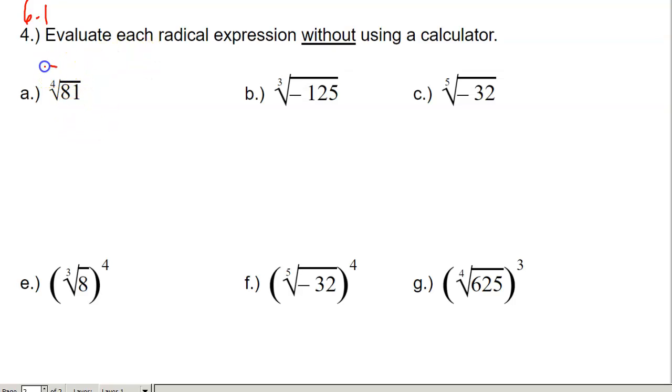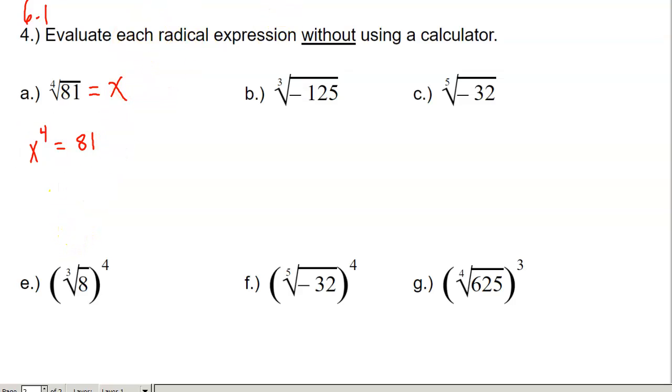So, for example, on A, if we're taking the fourth root of 81, what we're doing here is trying to figure out which number, let's call that x, raised to the fourth, so x to the fourth, is equal to 81. In other words, what number can I multiply by itself 4 times to get 81? So here's the radical notation right here, and here's the exponential way to write the same thing.